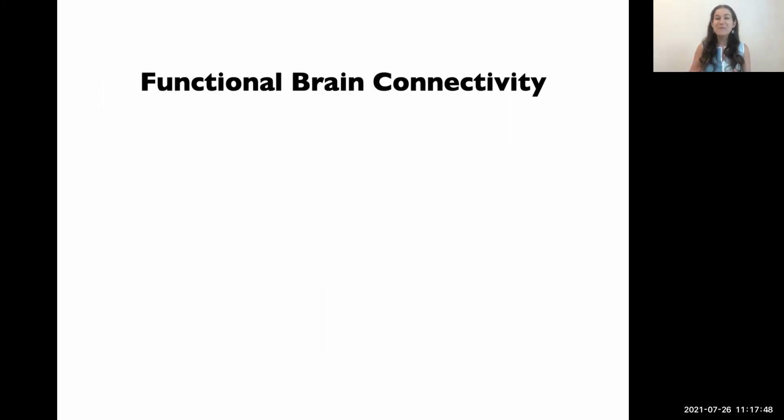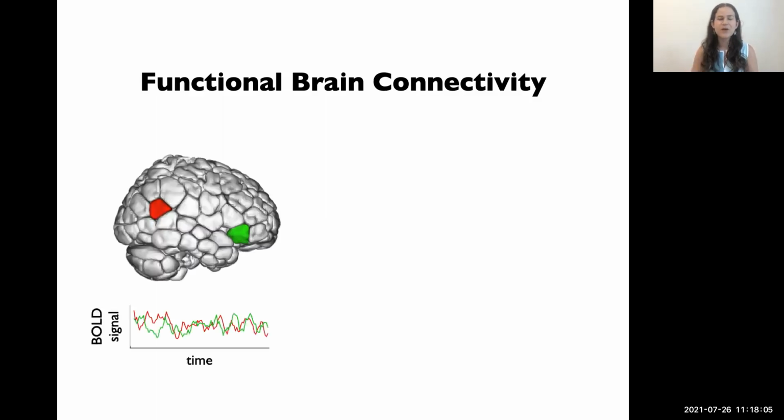Before I explain why I think functional brain connectivity is a useful measure of attention in lab-based and more naturalistic settings, I want to just get on the same page about how I'll be measuring brain connectivity throughout the talk. In order to measure an individual's functional connectivity pattern, we collect functional MRI data while the individual is resting or performing a task or engaged in a naturalistic task.